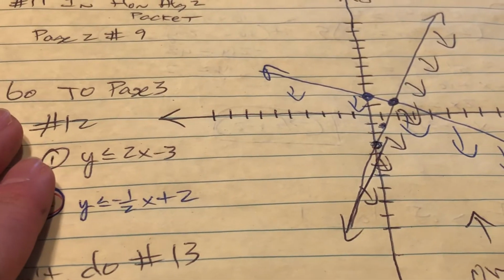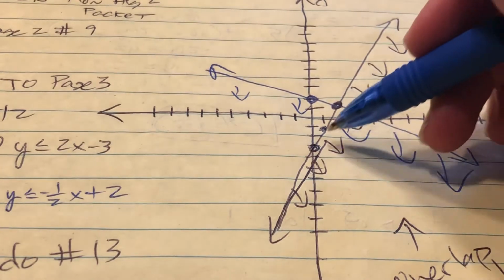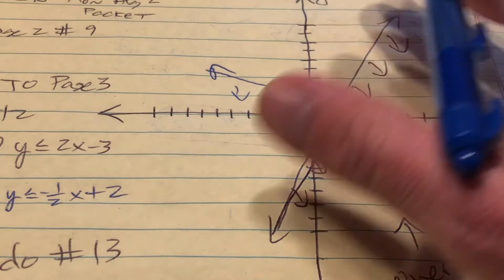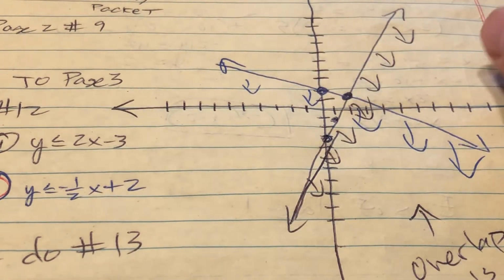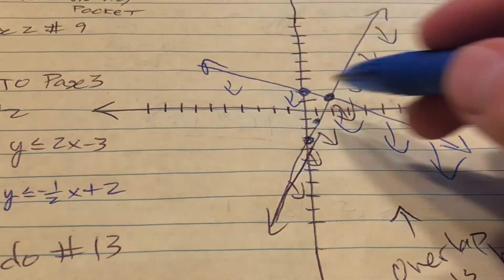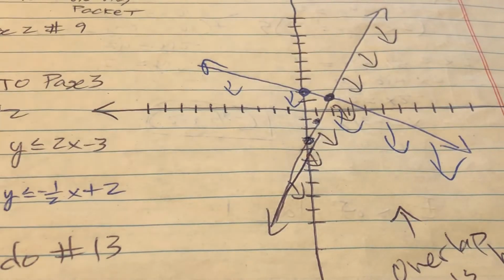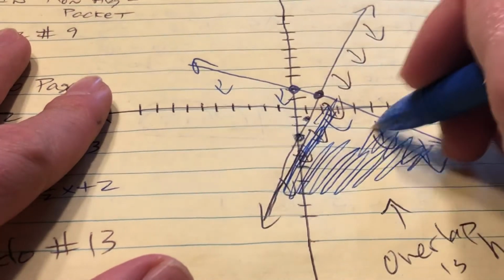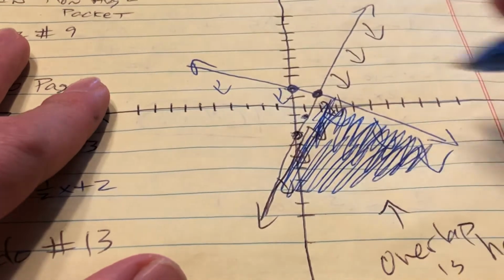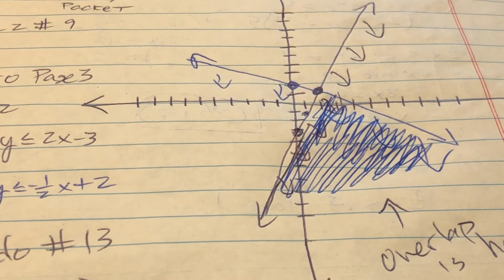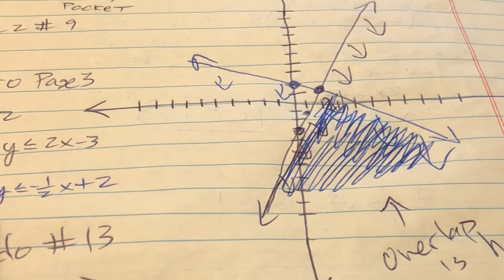So the first one, y less than or equal to 2x minus 3. Here's negative 3, up 2 over 1, up 2 over 1, up 2 over 1. Solid line, shade below. Then I have y less than or equal to a negative 1/2 x plus 2. There's a 2, go down 1 over 2, down 1 over 2. Solid line, I'm going to shade below. Where do they overlap? They overlap right here. This is the actual answer. 2 solid lines, shading below, there's the overlap. All right, there it is, page 3.